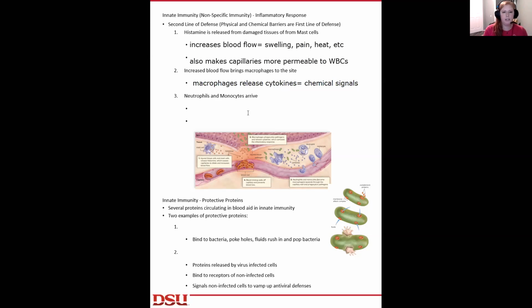All right, so they're going to release these chemical signals that you can think about as being chemical flares, right? They basically tell other white blood cells in the area, hey, the trouble is over here, come quickly. It guides them to the location of the injury. All right, now I can get to this.